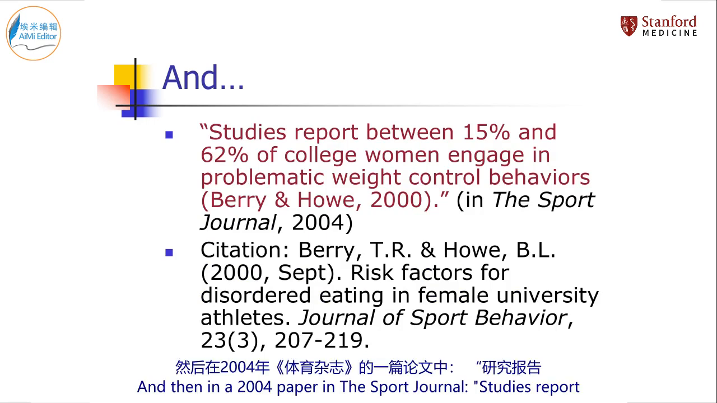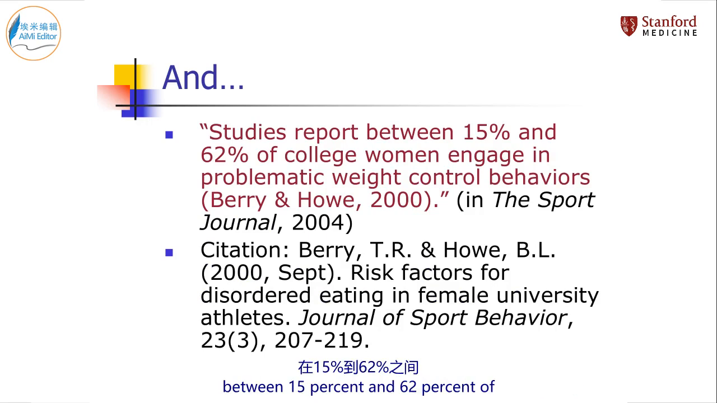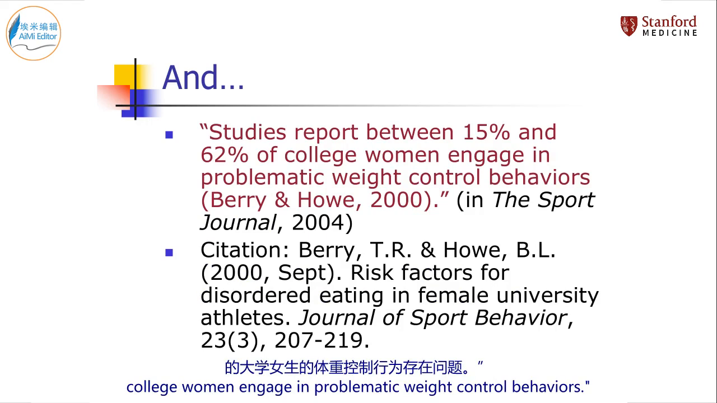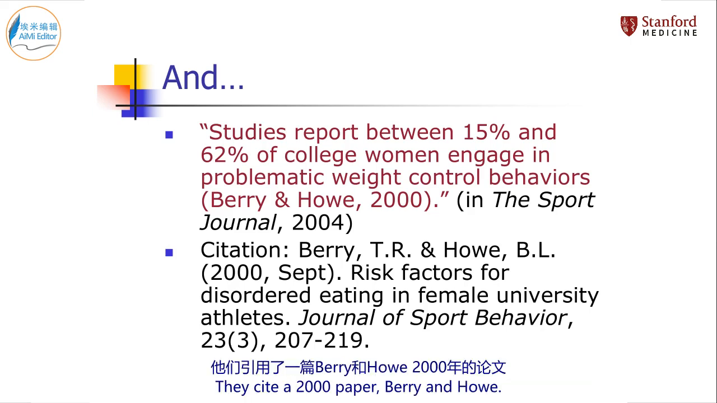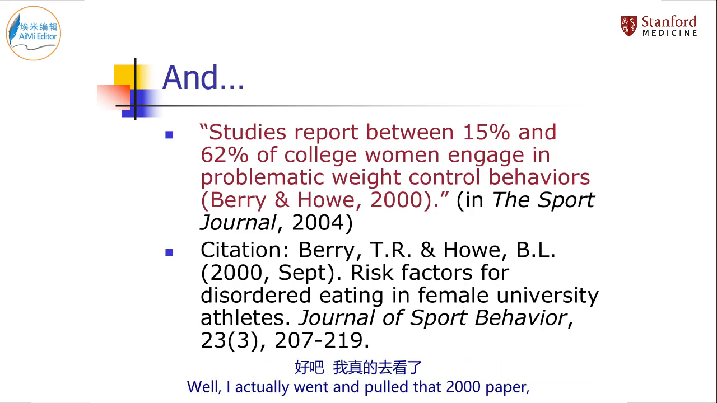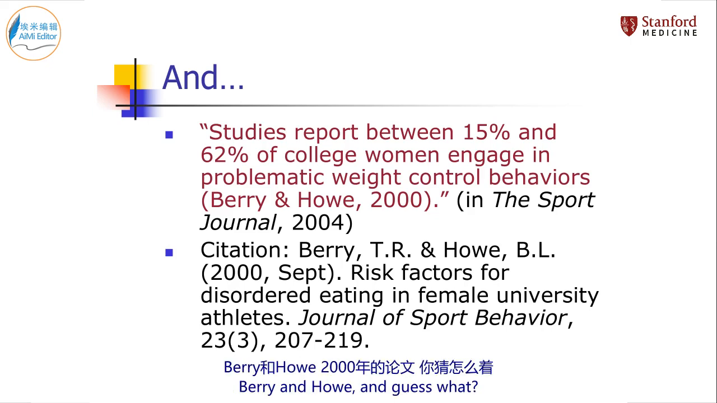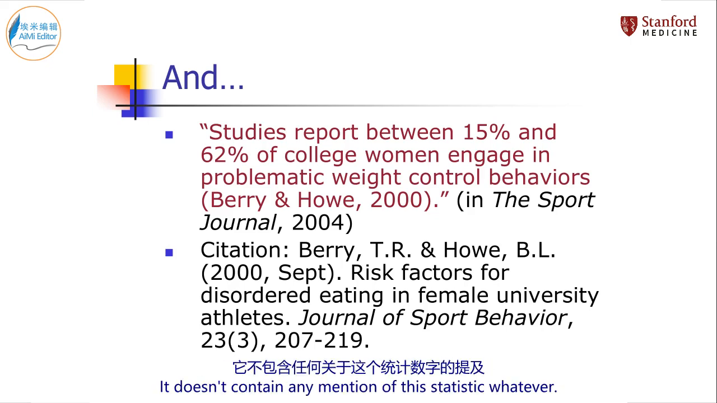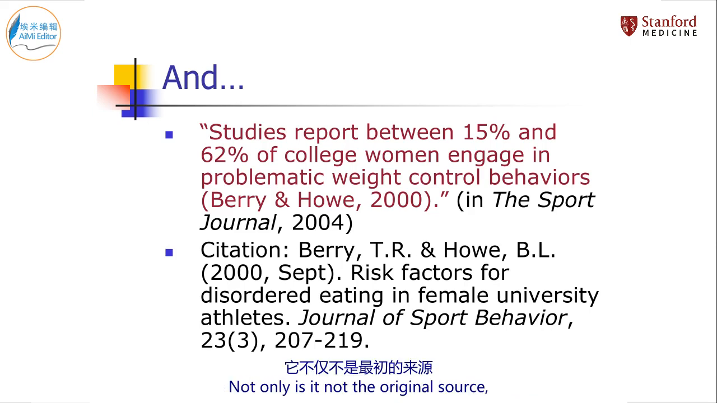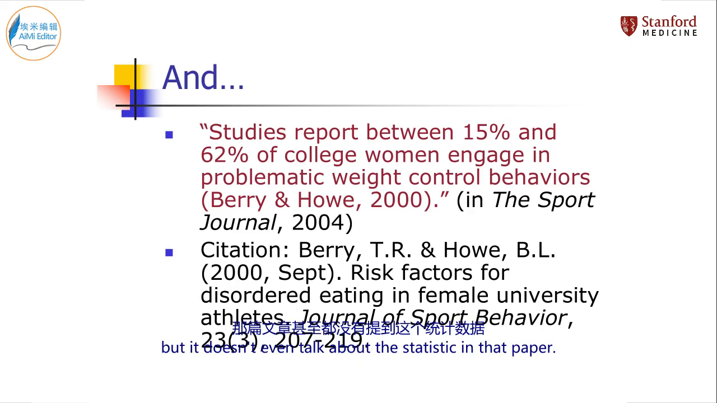And then in a 2004 paper in the Sport Journal, studies report between 15% and 62% of college women engage in problematic weight control behaviors. They cite a 2000 paper, Berry and Howe. Well, I actually went and pulled that 2000 paper, Berry and Howe, and guess what? It doesn't contain any mention of the statistic whatsoever. So it's a reference to nowhere. Not only is it not the original source, but it doesn't even talk about the statistic in that paper.